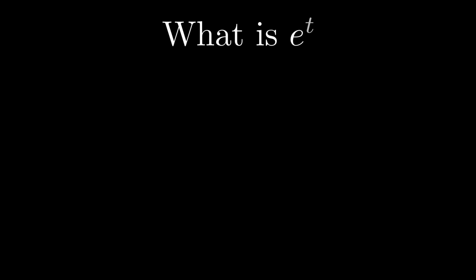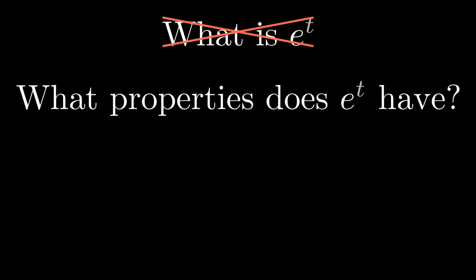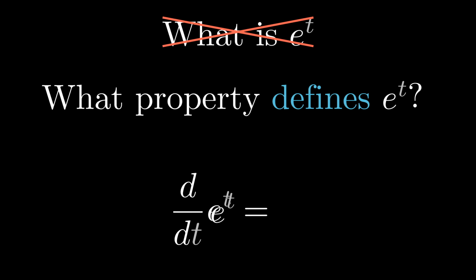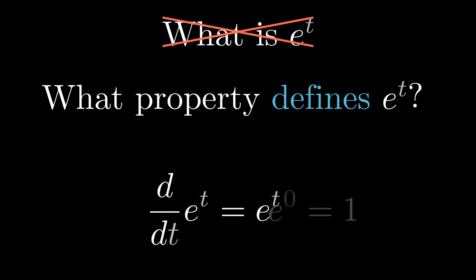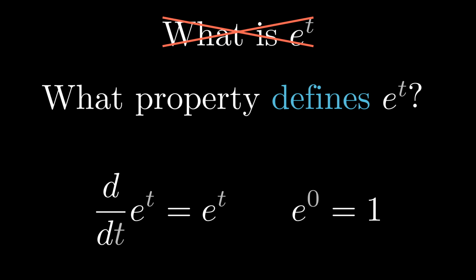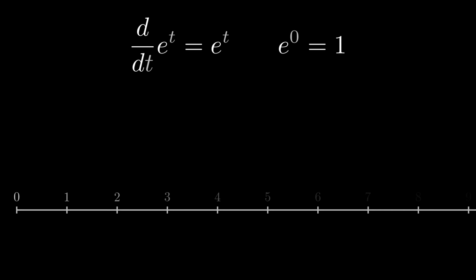One way to think about the function e to the t is to ask what properties does it have? Probably the most important one, and from some points of view the defining property, is that it is its own derivative. Together with the added condition that inputting 0 returns 1, it's actually the only function with this property. And you can illustrate what this means with a physical model.